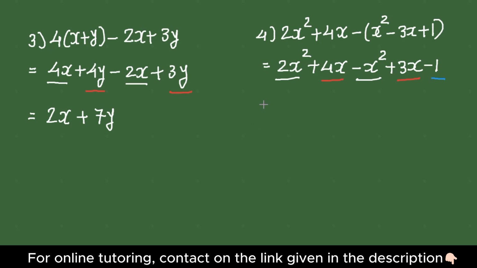So now let us add the like terms. So 2x square minus x square will be just x square, plus 4x plus 3x will be 7x, and minus 1 is only one term, so let us keep it as it is. So our simplified expression is x square plus 7x minus 1.